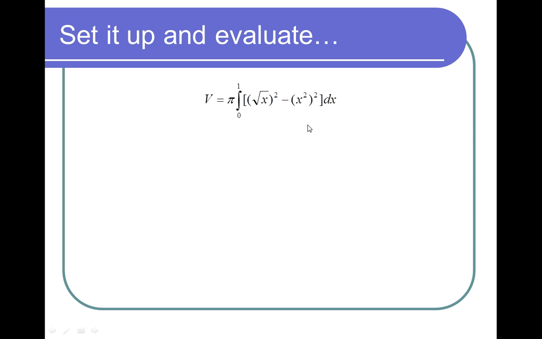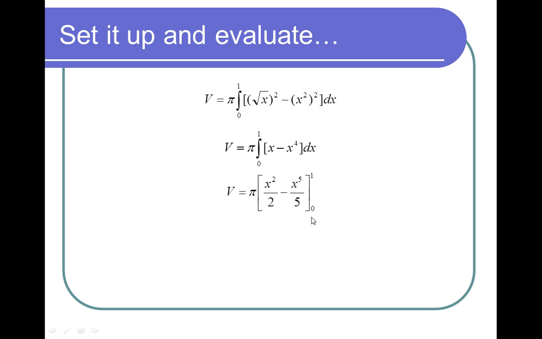Okay, so remember our f of x was root x, our lower function was x squared, so I square each of those separately, subtract them, don't forget the pi that's out in front, and we are going from 0 to 1. And as I said before, we have to simplify this, so root x squared will be just x, and x squared will be x to the 4th. So that's the integral we're looking at, and then I just take the antiderivative. The antiderivative of x is x squared over 2. The antiderivative of x to the 4th is x to the 5 over 5. So that's the function we're looking at.